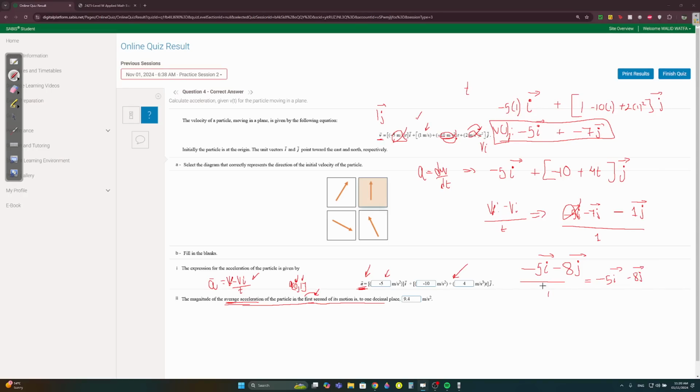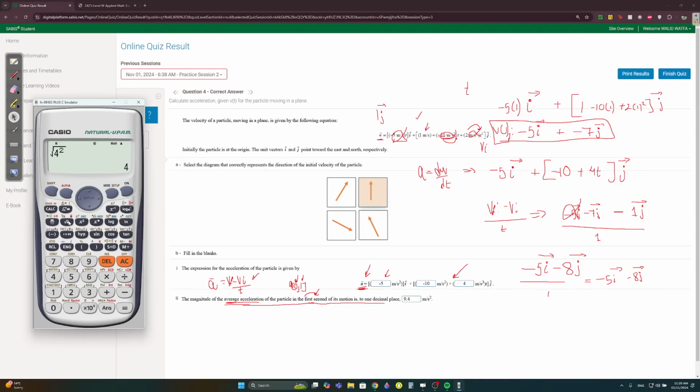What are they asking for? The magnitude. So how do we find it? Take your calculator. 5 squared plus 8 squared. You get 9.4.